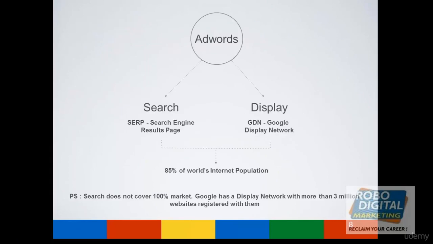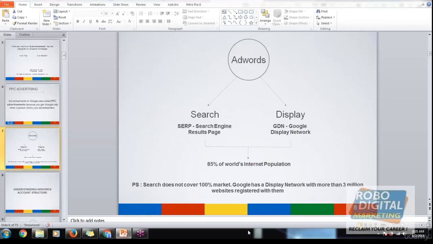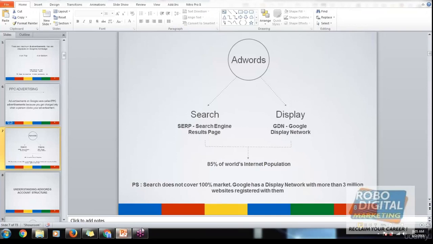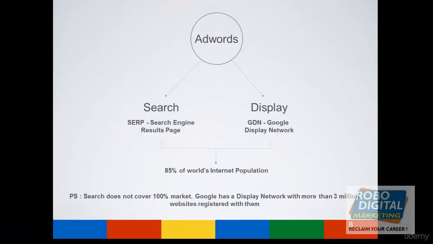Under Google AdWords, you have various networks, but the major networks are search and display. Under search, you have search engine result pages, the page which you see after the search. Whatever you have searched, this is the result page. So this is known as the SERP page, or search engine result page.